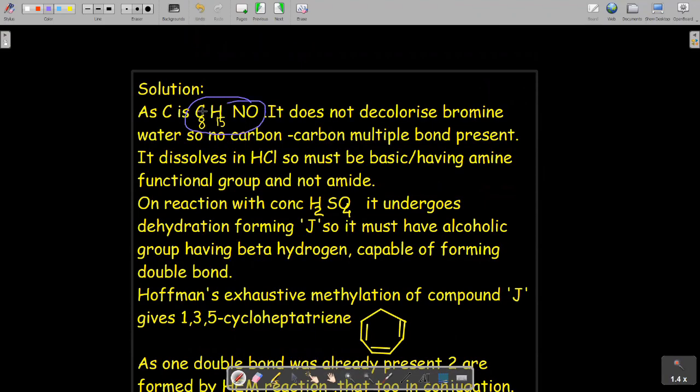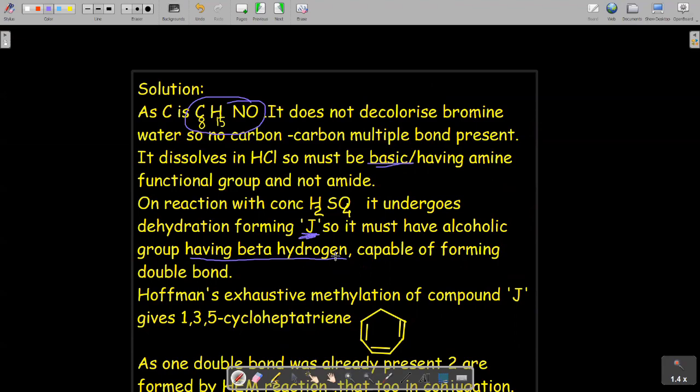C is C8H15NO. It does not decolorize bromine water, so no carbon-carbon multiple bond is present in it. It dissolves in HCl, so it must be basic, having an amine functional group and not an amide. On reaction with concentrated H2SO4, it undergoes dehydration, forming J. If so, it must have an alcohol group, and the alcohol group should be such that it has beta hydrogens capable of forming a double bond.